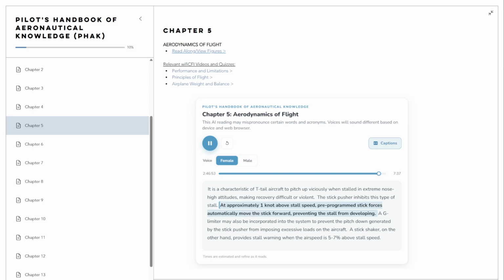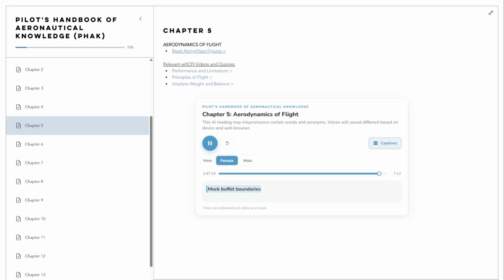At approximately 1 knot above stall speed, pre-programmed stick forces automatically move the stick forward, preventing the stall from developing. A G limiter may also be incorporated into the system to prevent the pitch down generated by the stick pusher from imposing excessive loads on the aircraft. A stick shaker, on the other hand, provides stall warning when the airspeed is 5 to 7% above stall speed.